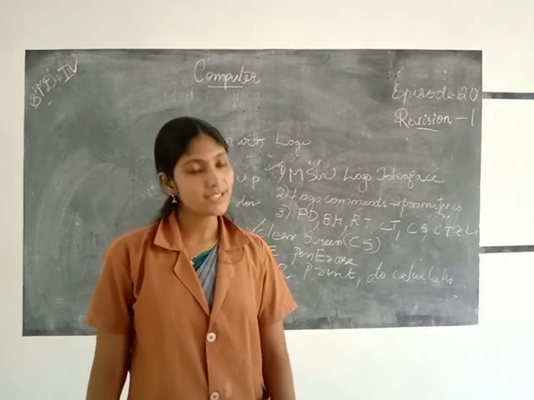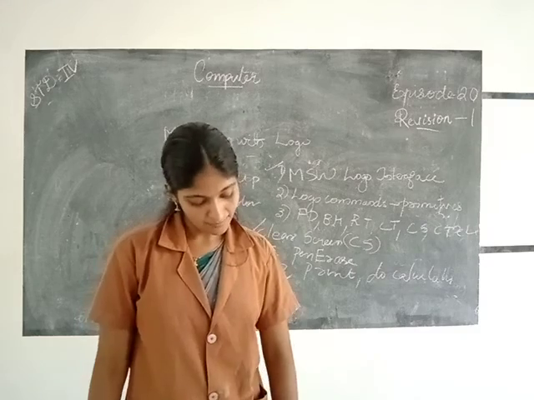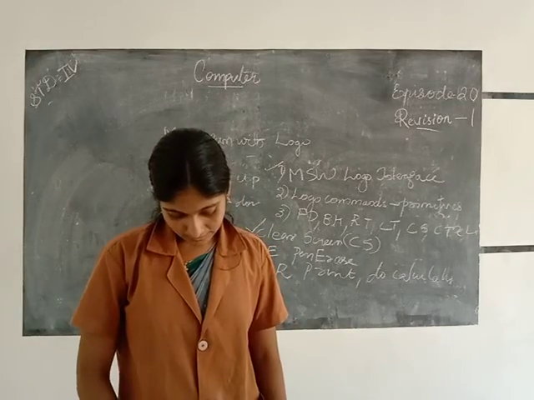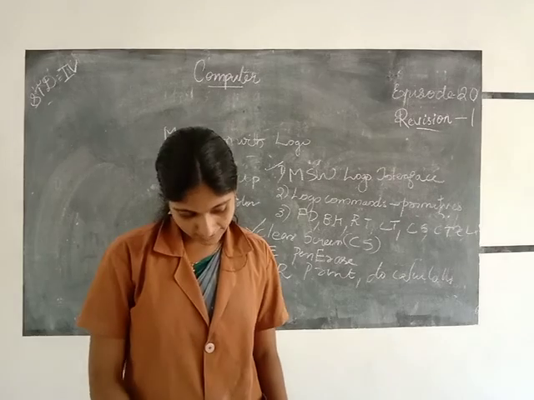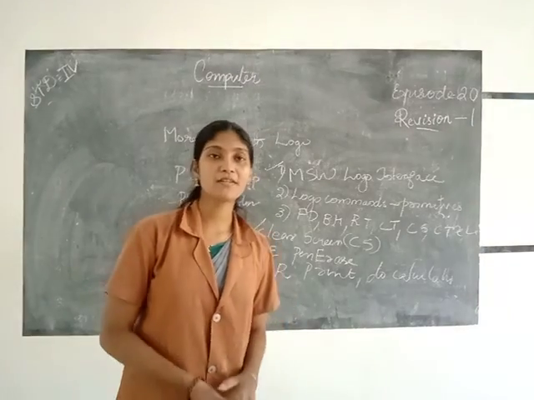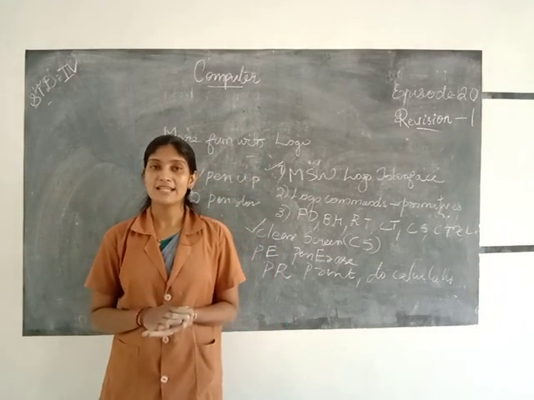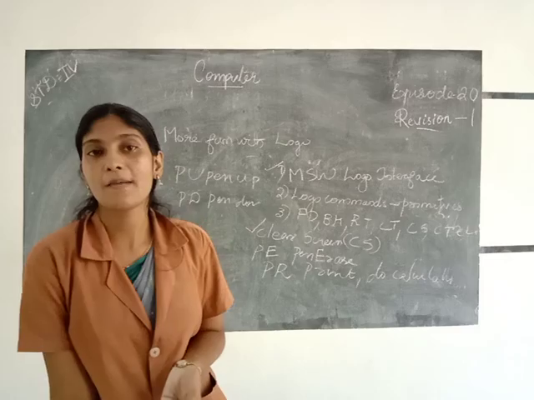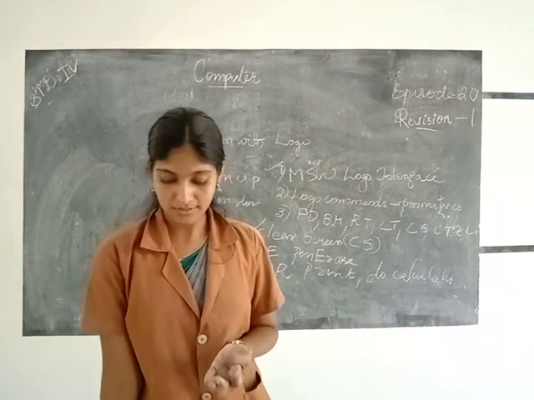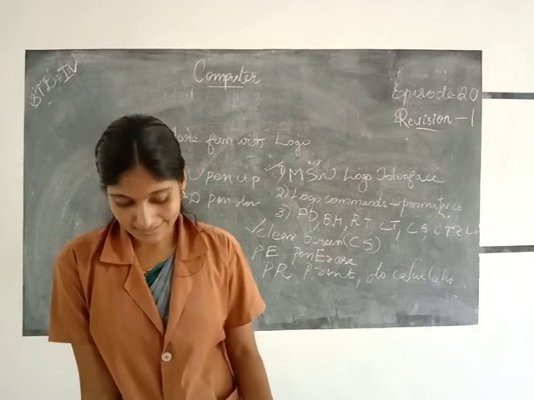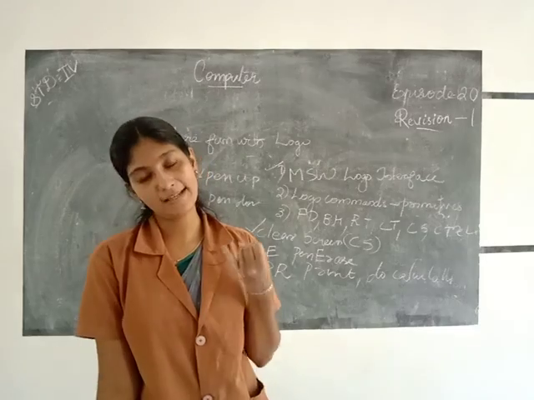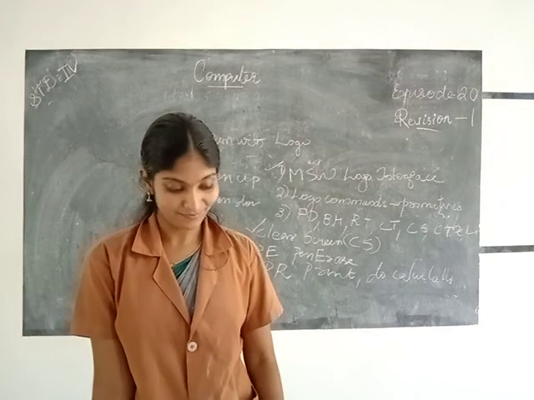So that is the difference between PU and PD commands. Next one is the repeat command. What about the repeat command? The main application of the repeat command is to draw circles, arcs, and polygons like triangles, squares, pentagon, hexagon, heptagon, octagon, etc.